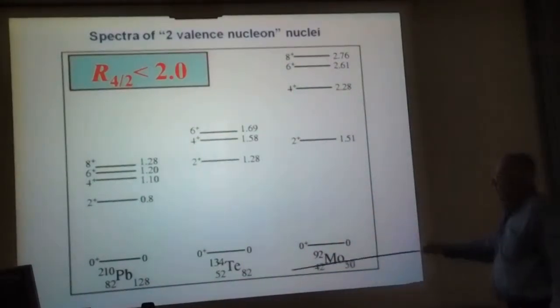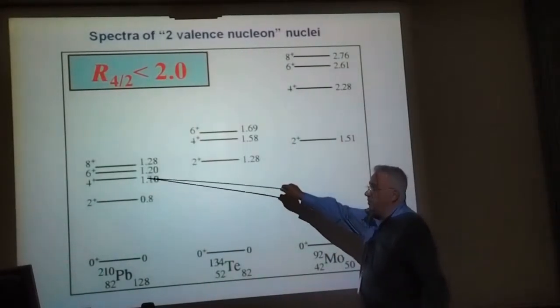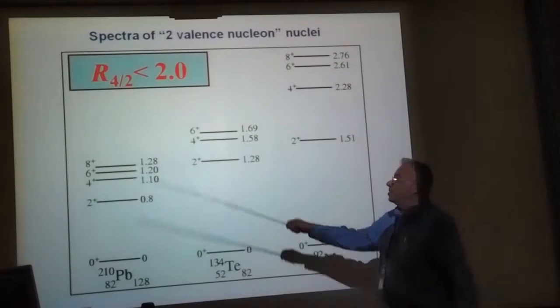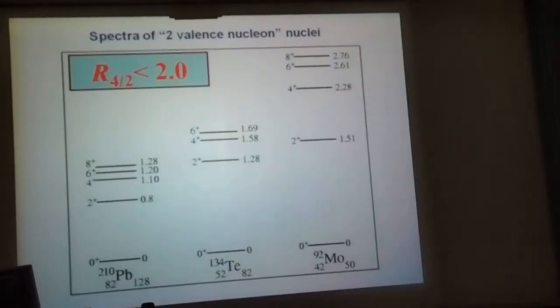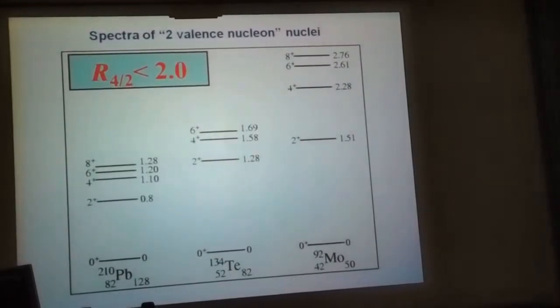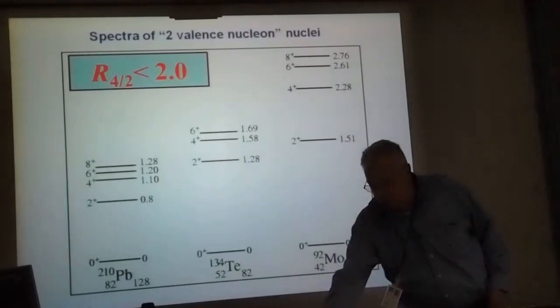And the jump from the ground state to the 2+ state is bigger than the jump between the 2 and the 4. That means R42 is less than 2. This is a characteristic value when you have a nucleus which has a magic number of protons, a magic number of neutrons, and 2 more particles of one type. So we call those 2 valence nuclei. Okay? You see it all throughout the nuclear chart.